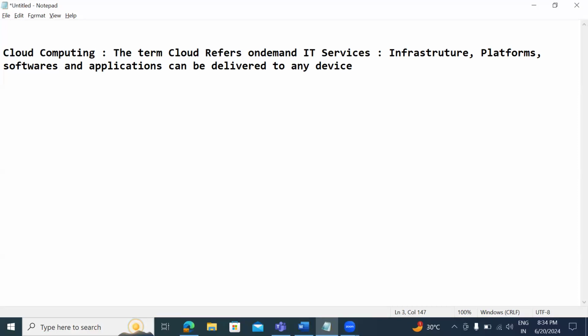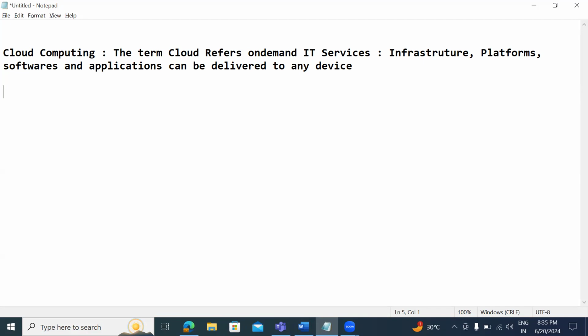If I use more, I'll pay more money. If I don't use it, we don't need to pay. So the billing is based on the usage we have. That is the main advantage to go for the cloud.